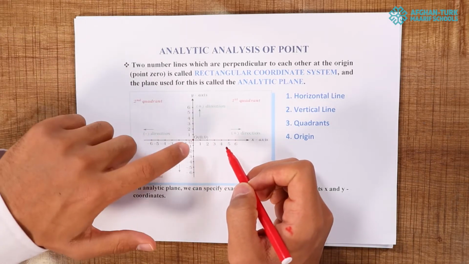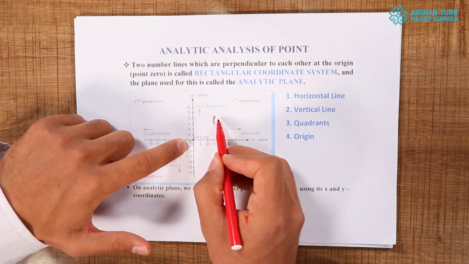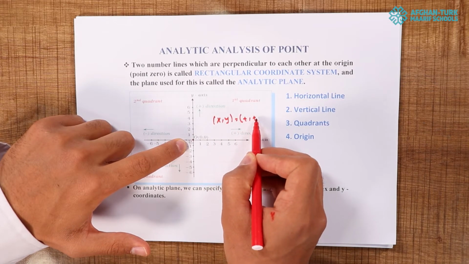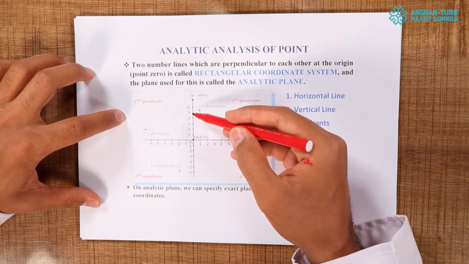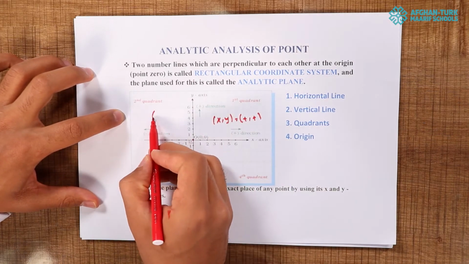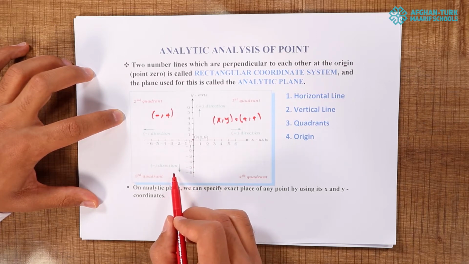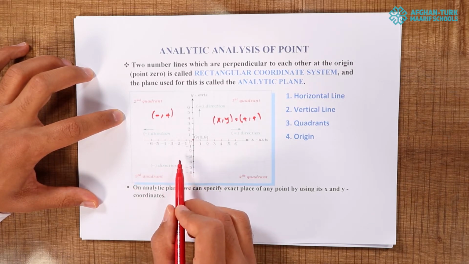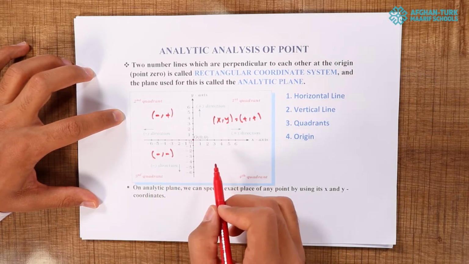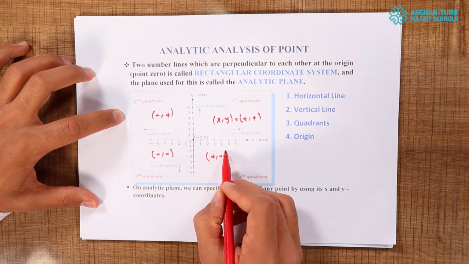At the first quadrant, x and y are both positive. In the second quadrant, y is positive and x is negative. As you see in the direction minus, plus, so x is minus, y is plus. In the third quadrant, as you see, the direction is x minus and y minus, so x and y are both minus. And in the fourth quadrant, x is positive and y is negative.